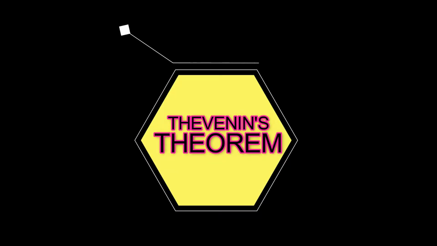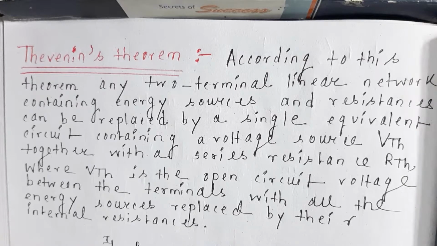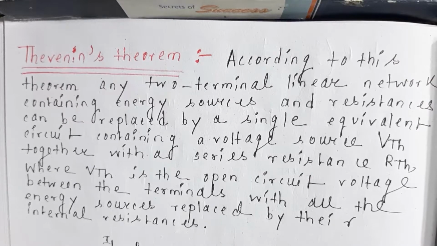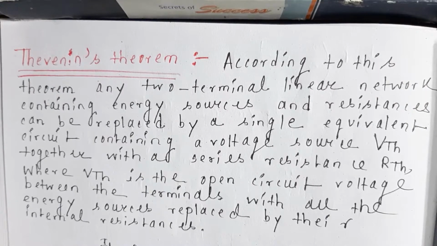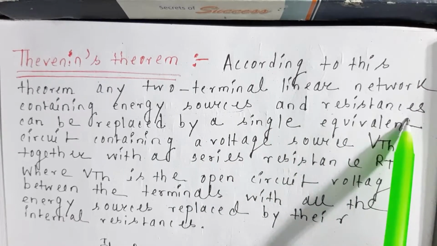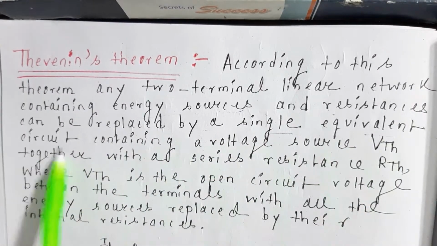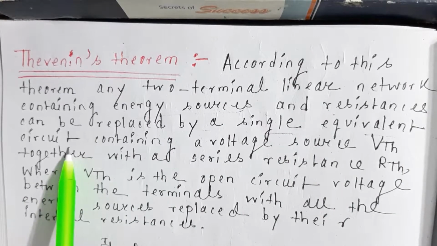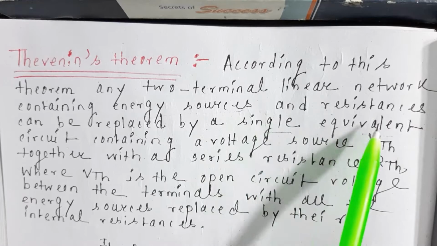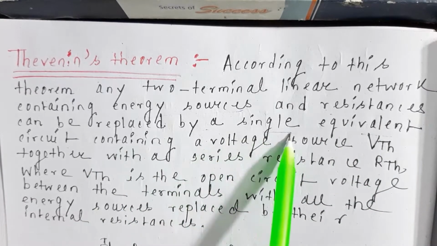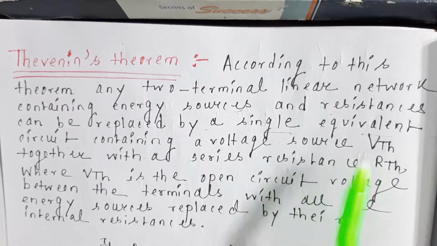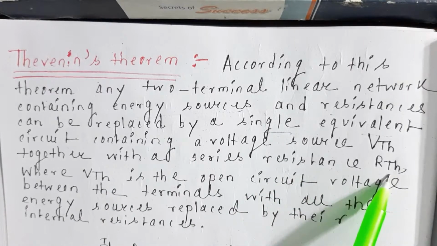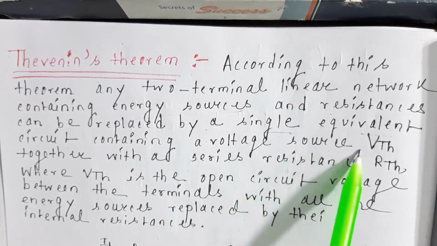In today's topic, we are going to discuss Thevenin's theorem and then solve one numerical with the help of this theorem. First of all, what does this theorem state? According to this theorem, any two-terminal linear network containing energy sources and resistances can be replaced by a single equivalent circuit. So any linear network which has energy sources and resistances, you can replace by a single equivalent circuit, in which you will have a voltage source VTH and a resistance RTH, which will be in series with the voltage source.